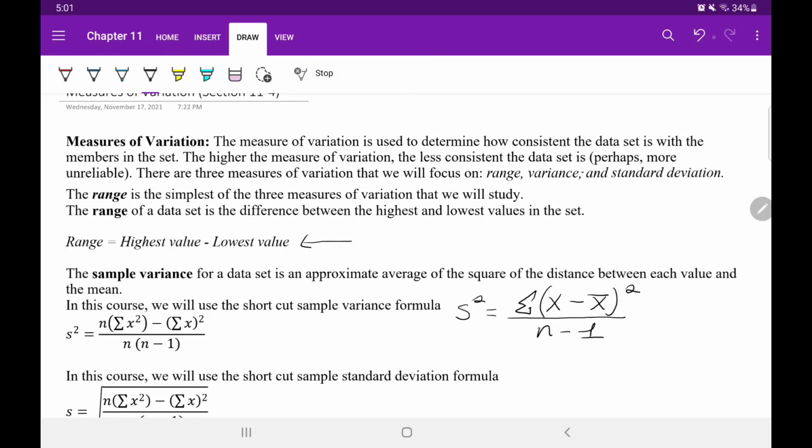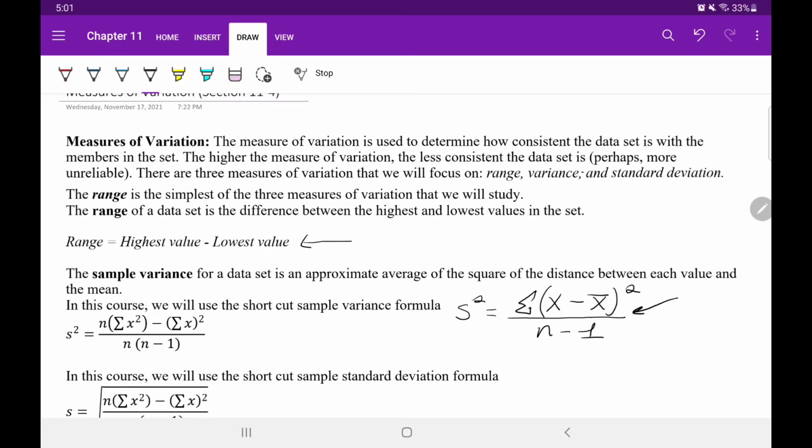Now, the formula that you may see associated with the sample variance is the one that is listed down here. And the sample variance is known as S squared. S squared equals the sum of the square of the difference between each data value and the mean. Then you're going to divide that by the sample size minus 1.